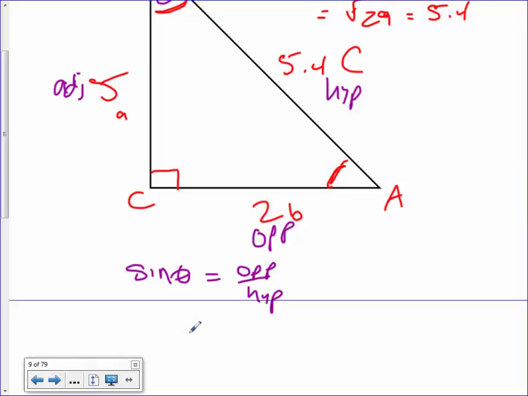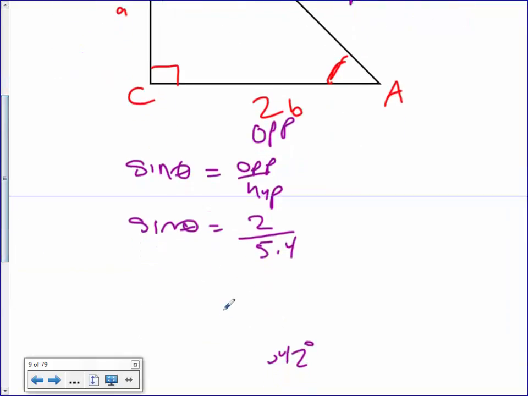So I'm going to fill in my variables. How many variables does this equation have? Do you guys know? 3, yeah. Theta is a variable, opposite is a variable, and hypotenuse is a variable. So I need to plug in 2 out of 3 variables. So I need to know some of them. Do I know theta? Okay, so I leave that blank. Do I know the opposite? 2. Do I know the hypotenuse? 5.4. Do you guys know how to get the angle from this?